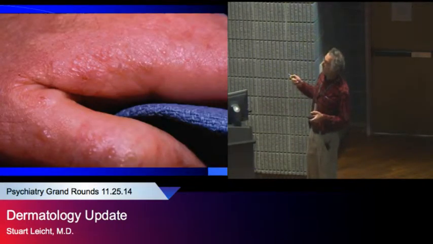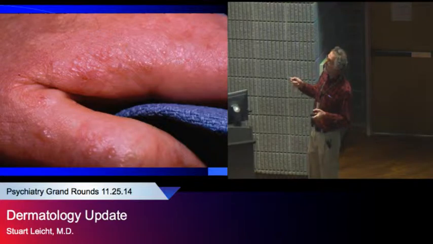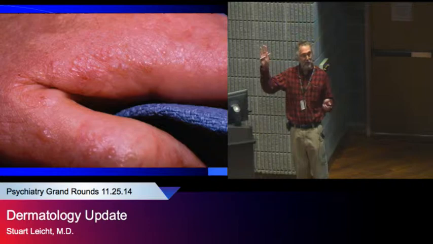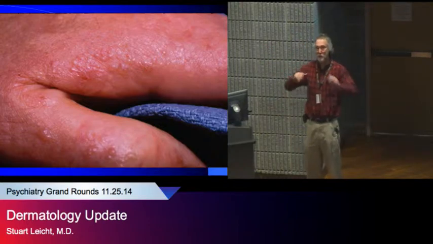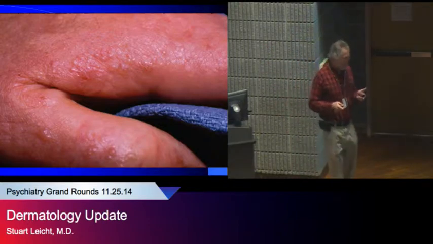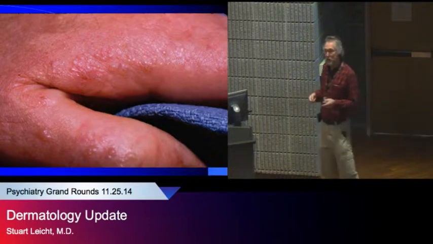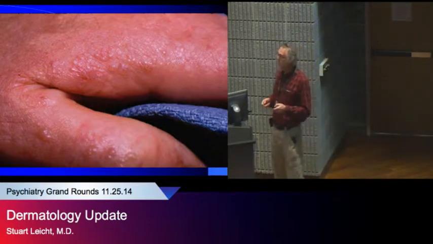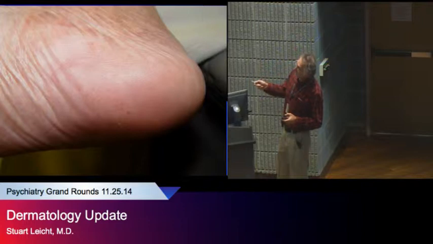So this is dyshidrotic dermatitis. You get these minute, shiny blisters, usually on the sides of the fingers. Anyone have this? I've had it. I mean, I don't believe you guys. A quarter of the population has this at some time or another. I'm not talking about severe, but you look down, you've got little bumps there.